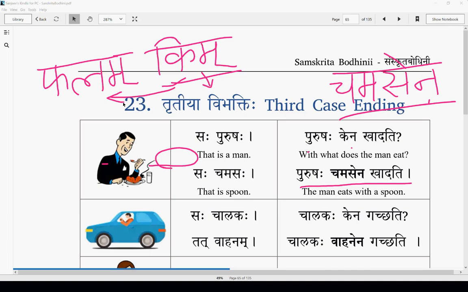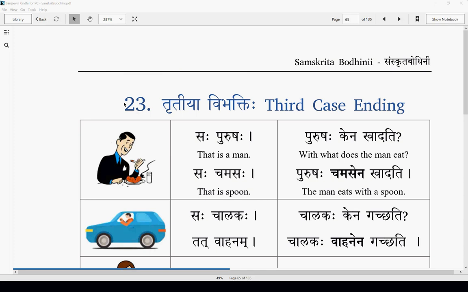No, phalena na, because he is not using phala to eat. He is eating fruit itself. Okay. Fruit is not used as an instrument. So you think of this as an instrument here. Chamasa is an instrument, right? Or a sadhanam. In Sanskritam we call it sadhanam. Means an instrument with which the action is performed.